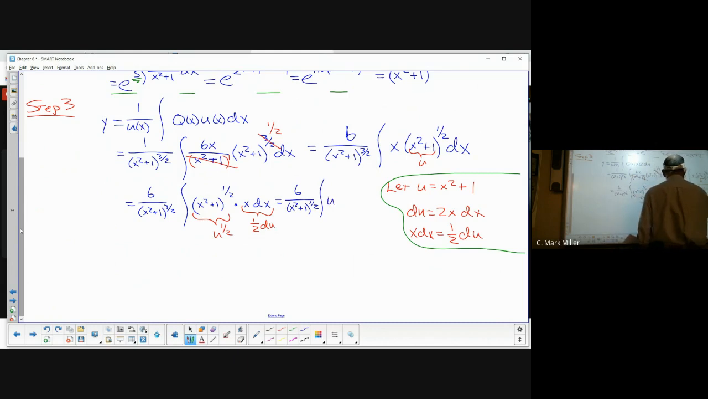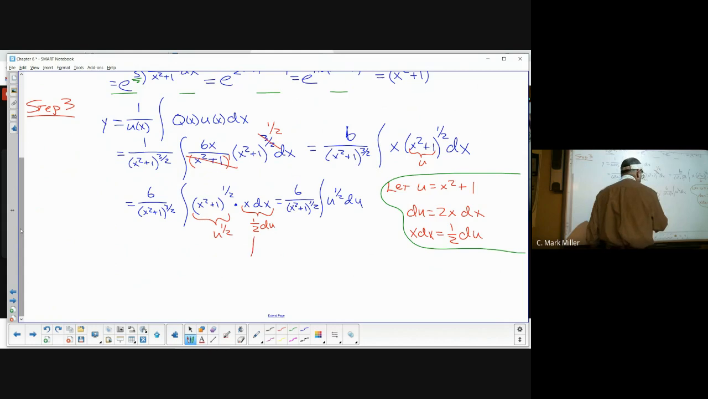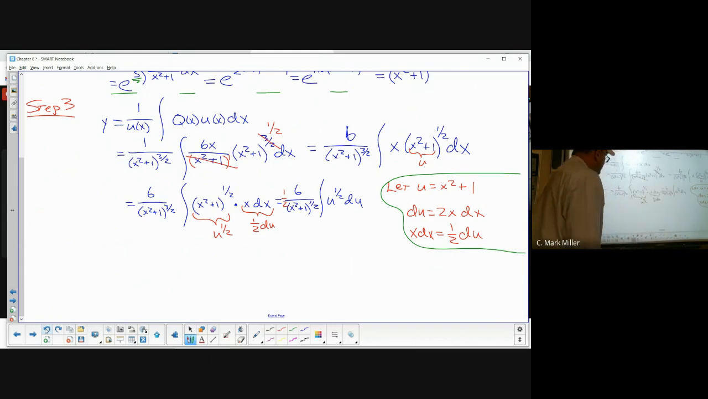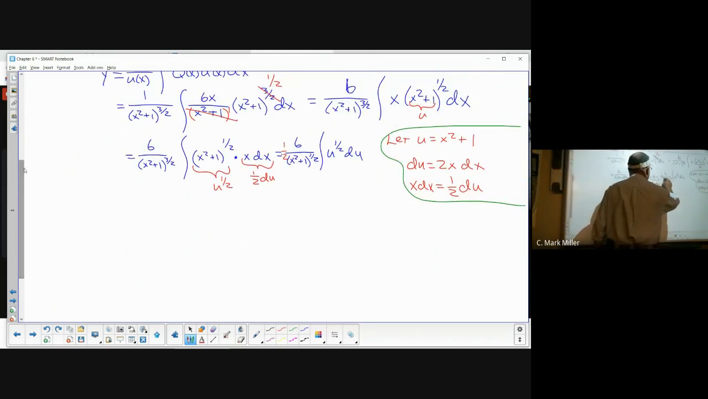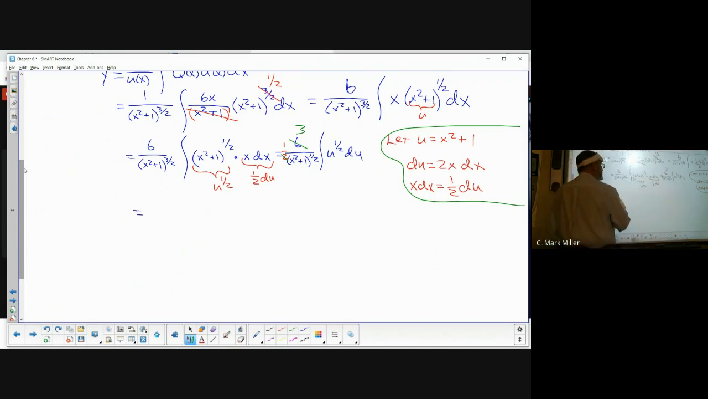Integral u to the 1/2 du, and we have a 1/2 on the outside. I'm going to put this 1/2 right here on the outside. That gives us what? That cancels, which is 3 up top. This integrates to (3x squared plus 1) to the 1/2.